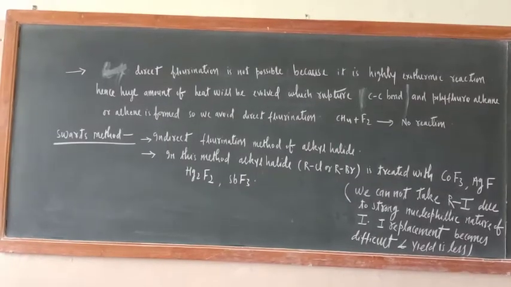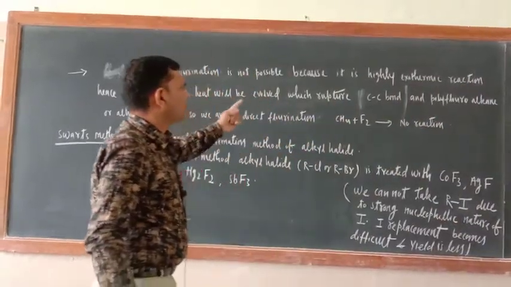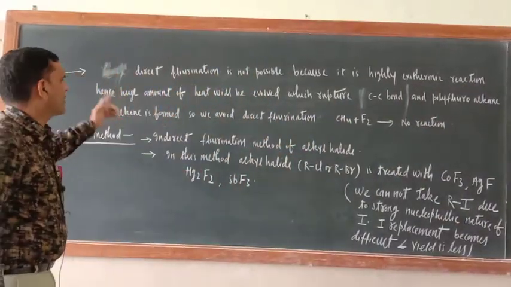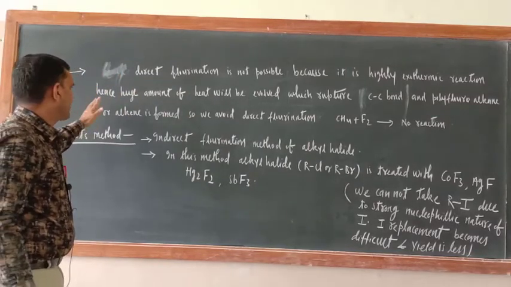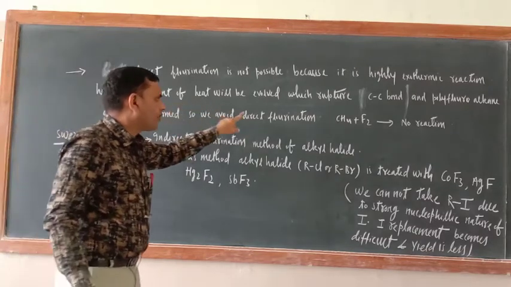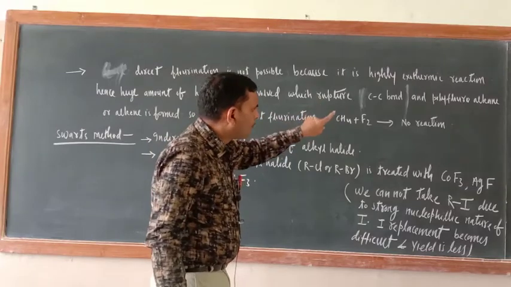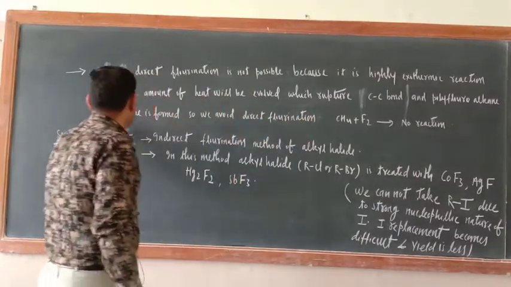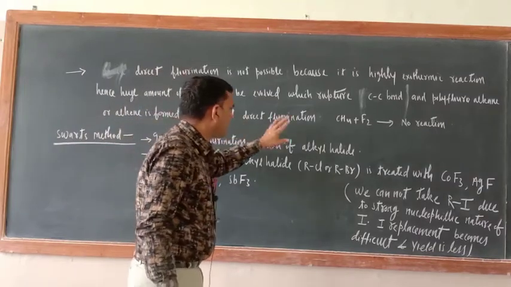So now just see, direct fluorination is not possible. Why is it not possible? Because it is a highly exothermic reaction. Direct fluorination is highly exothermic, hence a huge amount of heat will be evolved which ruptures the carbon-carbon bond, and polyfluoroalkane or alkene is formed. So we can avoid direct fluorination.